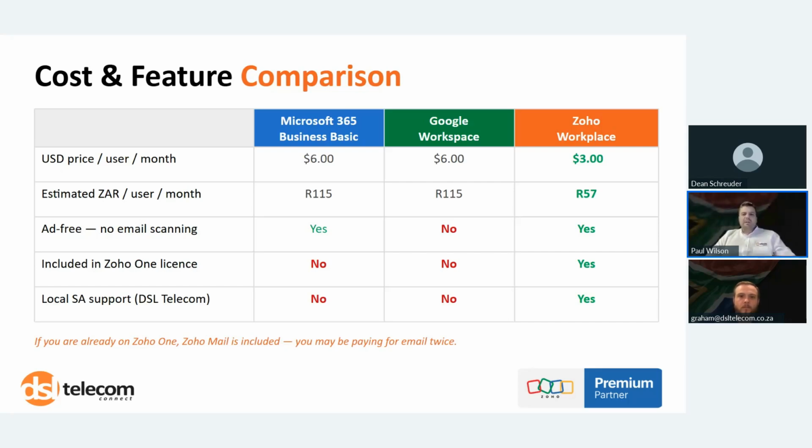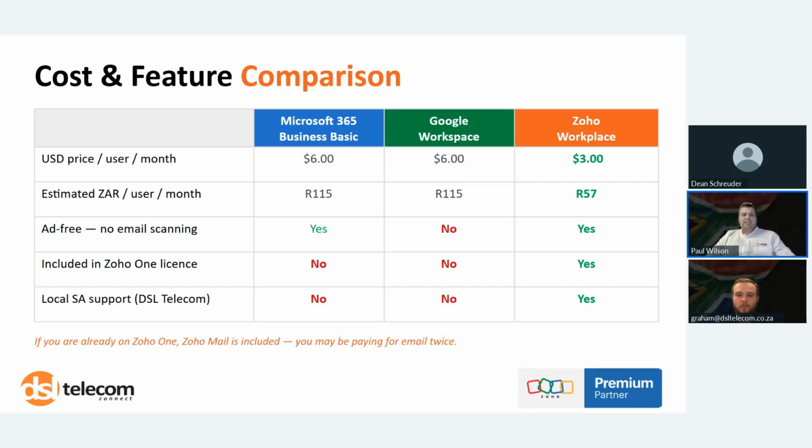So if we look at Microsoft 365 or Google, you're looking at typically around $6 per user per month, whereas Zoho would typically be about $3 per user per month. So in Rand terms, the other guys are about 115, so that's 57 Rand for Zoho Workplace. That's about half the price. So definitely more cost effective than some of the other players.